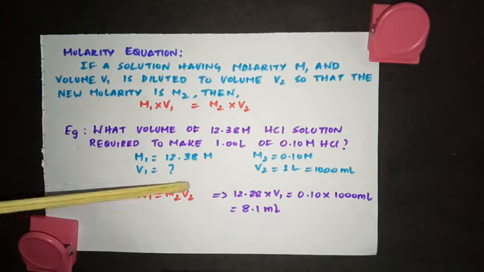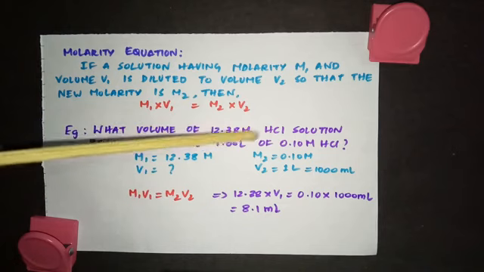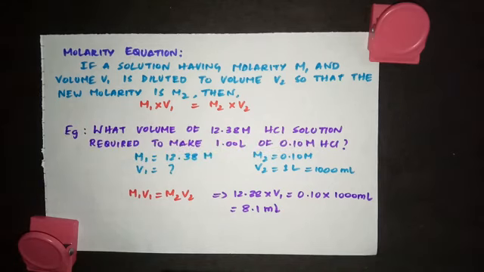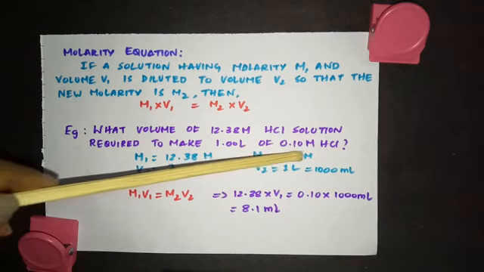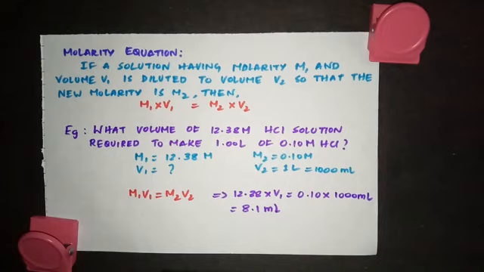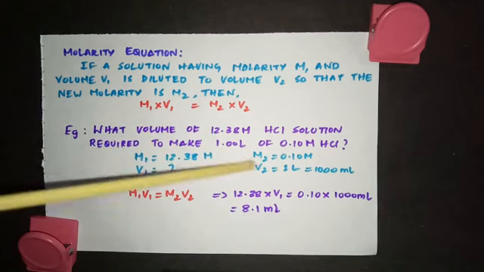Now let's try to solve a problem based on this equation. What volume of 12.38 molar HCl solution is required to make 1 liter of 0.10 molar HCl solution? So I want a solution of molarity 0.10, and what amount do I want? I want 1 liter of that solution. What am I giving you? I am giving you a solution having 12.38 molarity. Now my question is, what volume of this solution should I take to make up this solution?